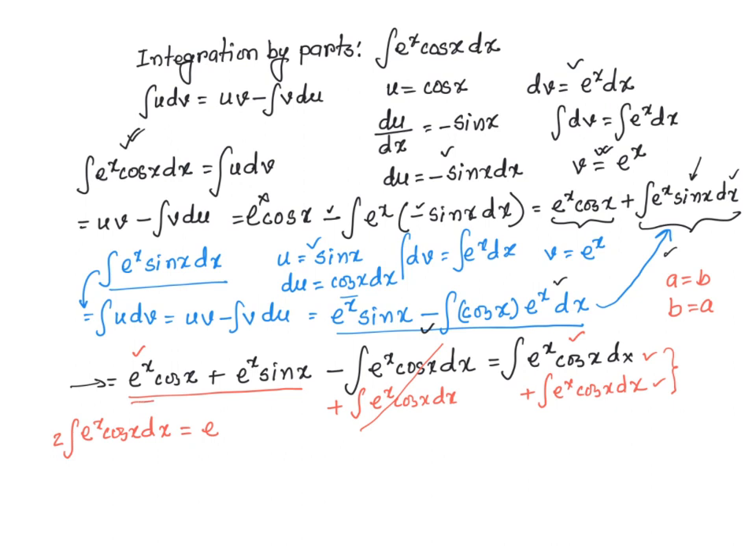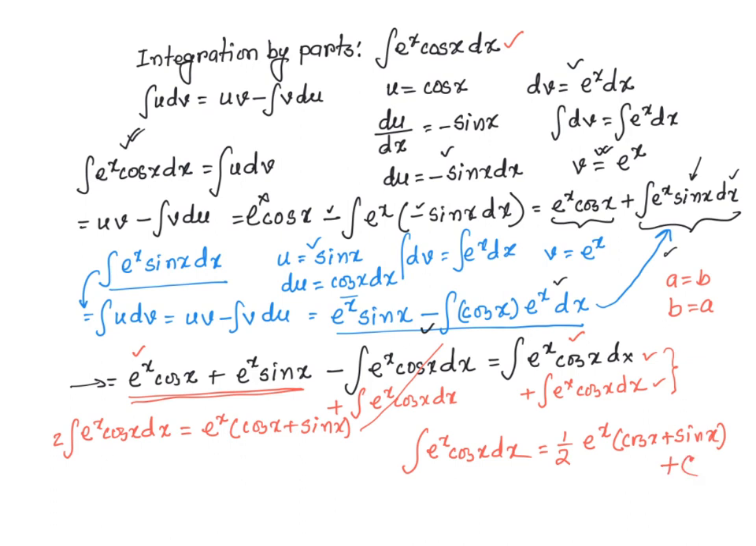So now between these two, I could factor out e to the power x. That's going to give me cosine of x plus sine of x. Now if I divide both sides by 2, I'm going to get integral e to the power x cosine of x dx, which is exactly what we are looking for, equal to 1/2 times e to the power x times cosine of x plus sine of x. And of course we have to add the arbitrary constant c.